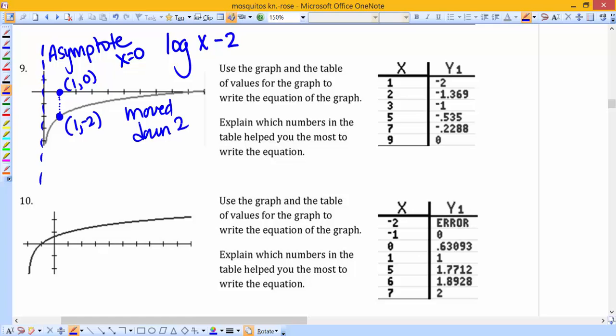So now when I'm looking at my values, the (1, -2) should have been (1, 0). So all of these can actually be shifted up 2. And that would help me get what my base is supposed to be if I am shifting them up 2.